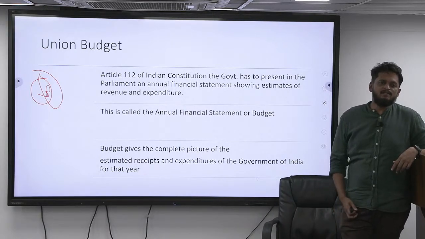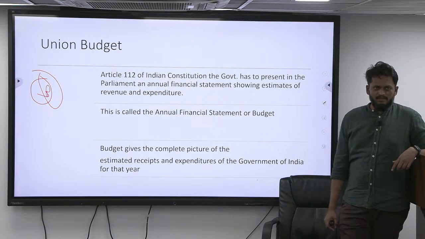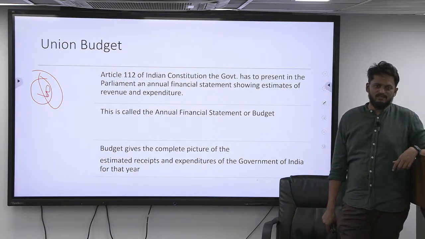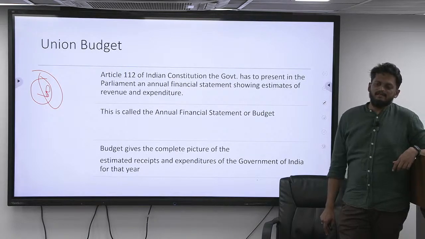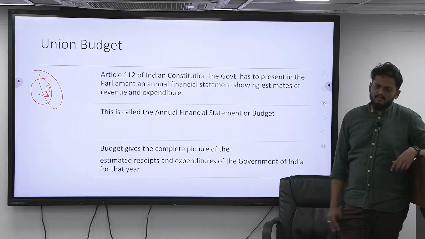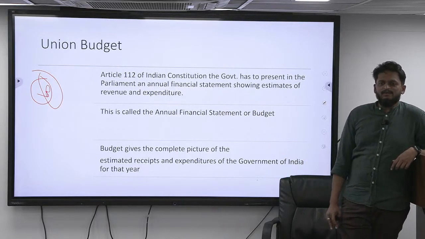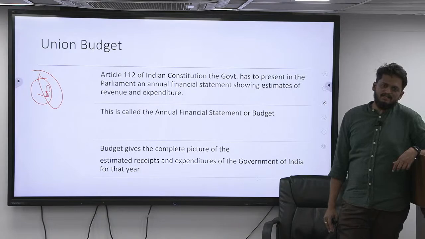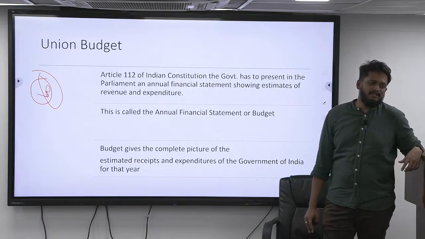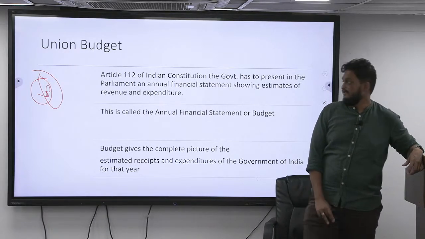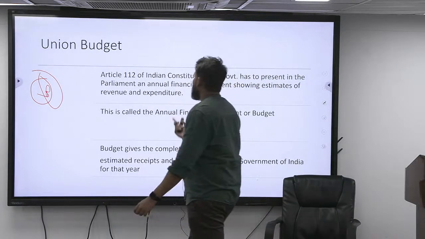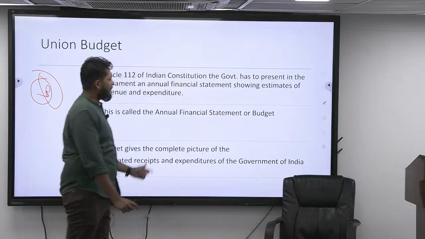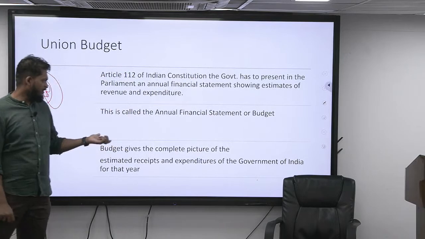But nowadays Nirmala Sitharaman is not even bringing a suitcase, she is bringing a red color cloth bag. So whether the word is suitable for India or not is itself under question. Now you can think of it as the annual financial statement released by the government to parliament. In Article 112, this annual financial statement shows estimates of revenue and expenditure.